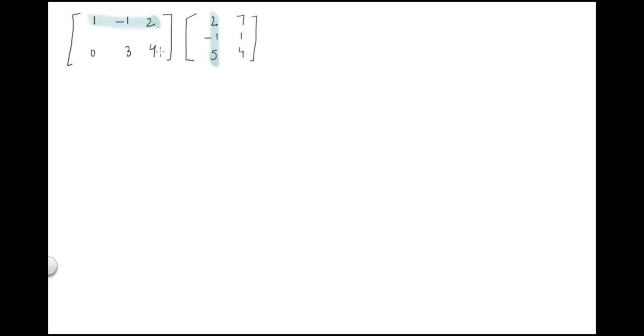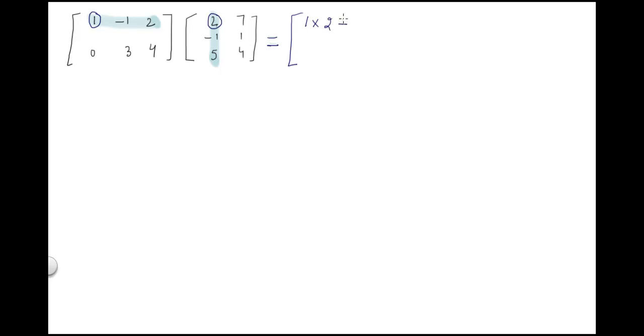To proceed for multiplication of matrices C and D, you have to write matrix C first and matrix D after it. Now when we multiply, look carefully at the first row and first column. The multiplication goes like this. The first element in the first row of the first matrix gets multiplied with the first element of the first column of the second matrix. 1 will get multiplied with 2.